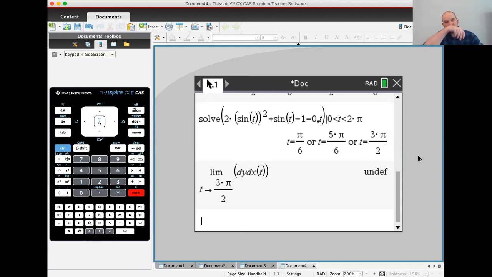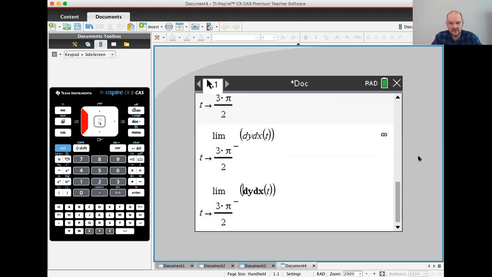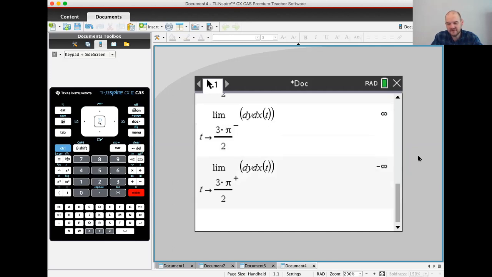So it doesn't exist in that it's infinity from one direction and negative infinity from the other, so it's a cusp. Let's do from the left, and you get infinity. Let's do from the right, and you should get negative infinity. So it's a cusp. I still think it's a vertical tangent line. I think they would avoid this issue on the AP exam, perhaps. Okay, I think we're done with the problem.